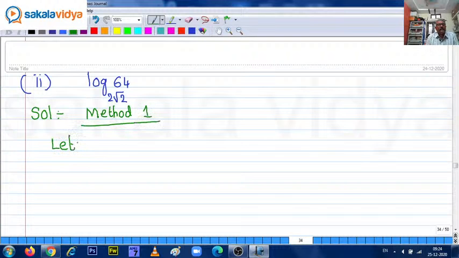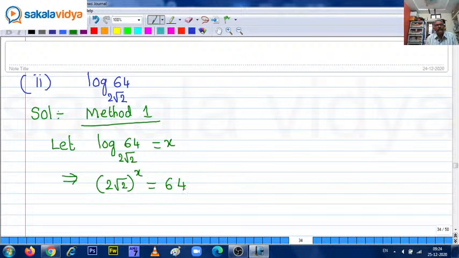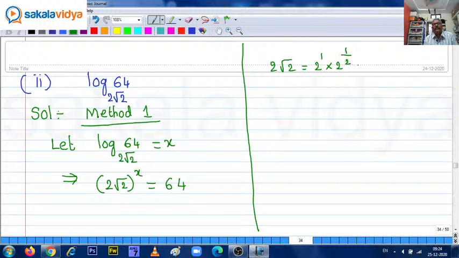Let us say log 64 to the base 2 root 2 equals x. Now we can write 2 root 2 whole to the power of x equals 64. Here 2 root 2 means 2 to the power of 1 into 2 to the power of 1 by 2. So this is 2 to the power of 1 plus 1 by 2, which is 2 to the power of 3 by 2.